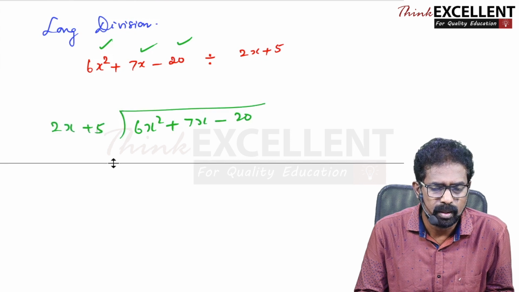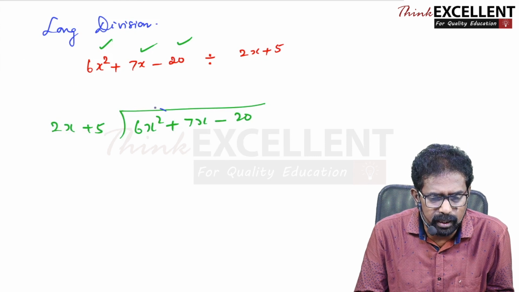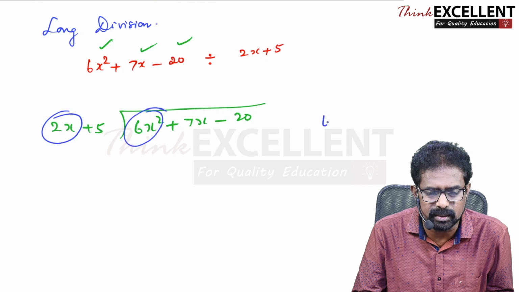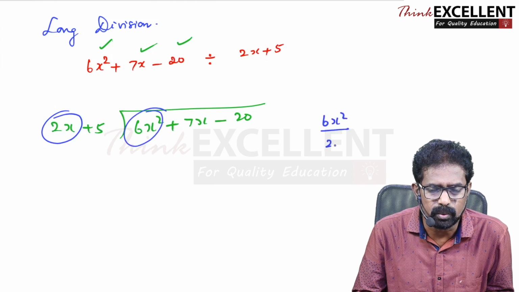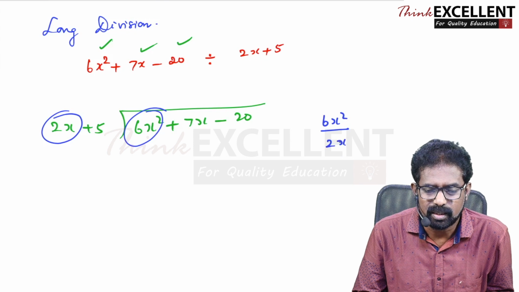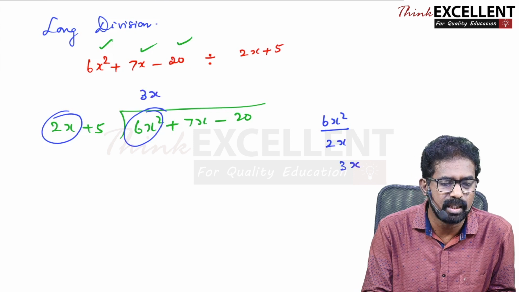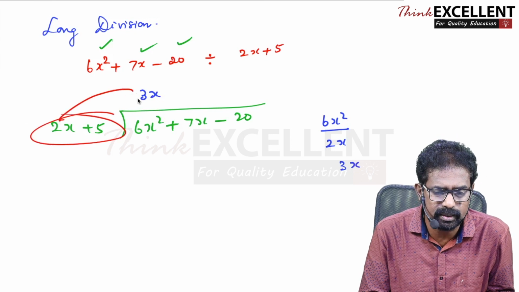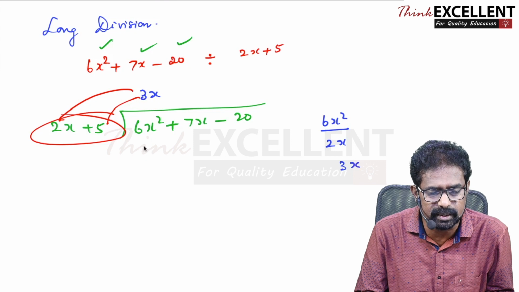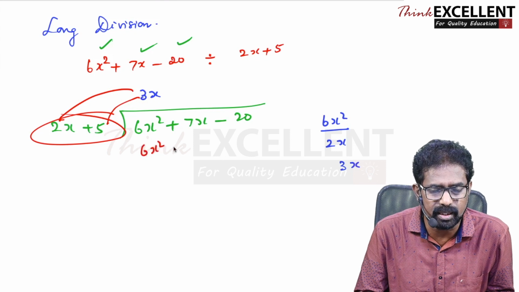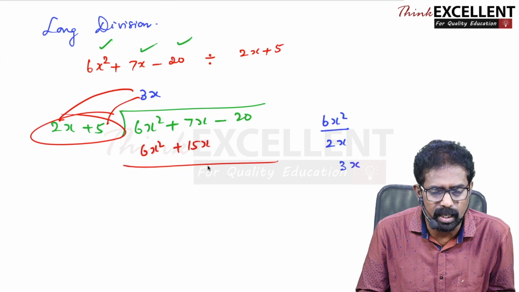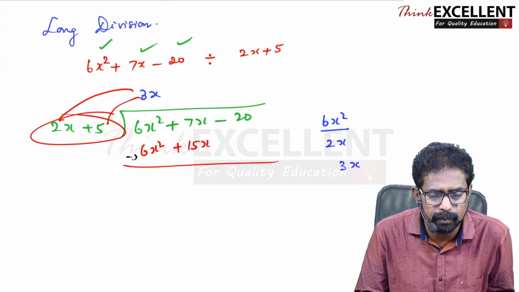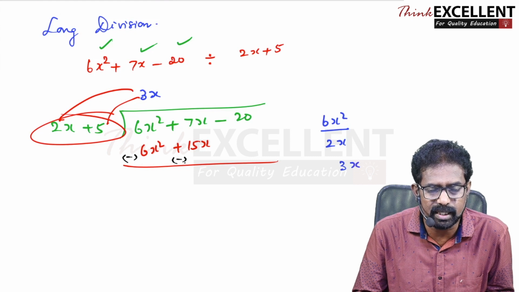Now please listen. First term by first term. By that what we mean, this first term divided by this first term. You can write 6x square divided by 2x. See, here if you cancel, you are getting 3x, right? So the quotient, the first term you write 3x. Now by this 3x you multiply both. 3x into 2x, 3x into 5. 3x into 2x is 6x square. 3x into 5, it is plus 15x. So now you subtract. For that you change the sign. 6x square cancels. 7x minus 15x is minus 8x minus 20.